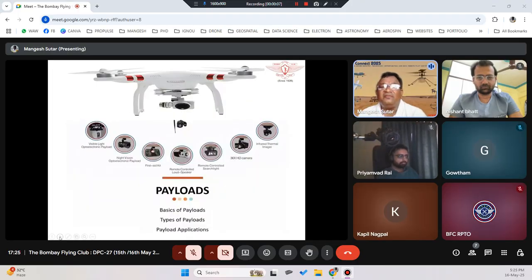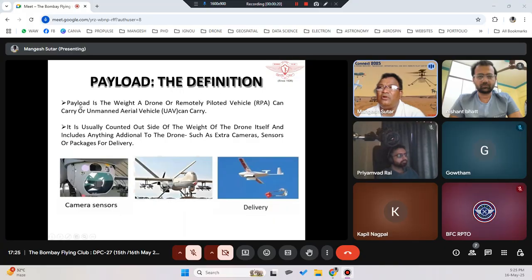Okay, so there are different types of payloads. Payloads could be basic payloads, types of payloads, and payload applications. Some components we have already discussed from this topic also, but we'll see how it is there. So, what is payload? Payload is the weight a drone, a remote piloted vehicle, or an unmanned aerial vehicle can carry. It is the additional weight a drone can carry, apart from its own weight.